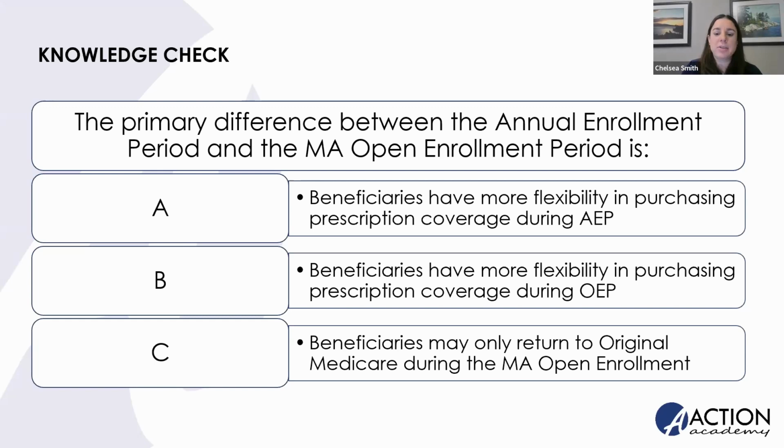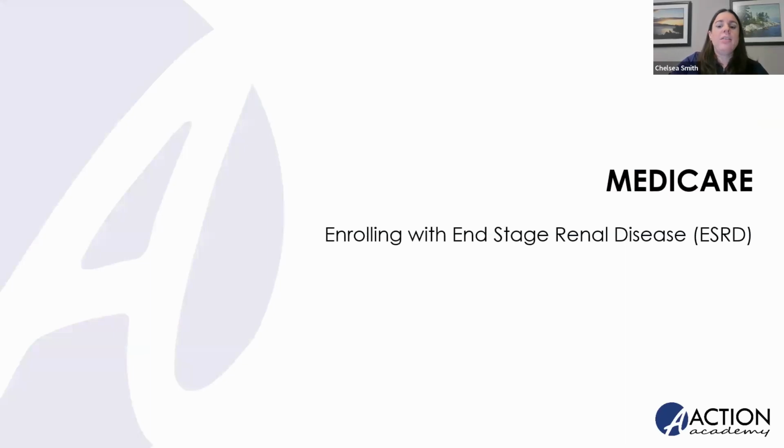What is the primary difference between the annual enrollment period and the Medicare Advantage open enrollment period? All right, so if you answered A, that beneficiaries have more flexibility during AEP, that is correct. There is more flexibility during that time to make different types of changes like Debbie had been talking about earlier. The OEP is where you're a little more limited in where you can make those changes. So keep that in mind as you are helping your clients get the coverage that they would like to switch to if they already have some of that coverage.